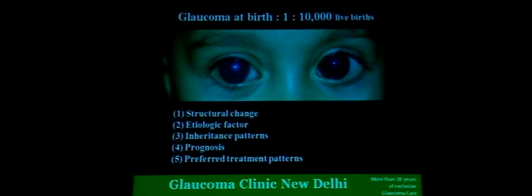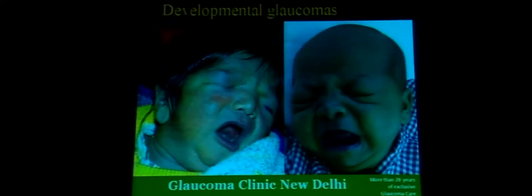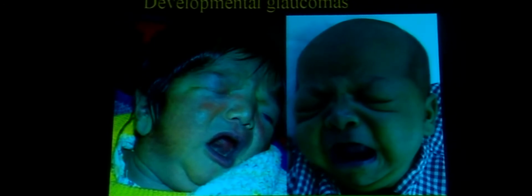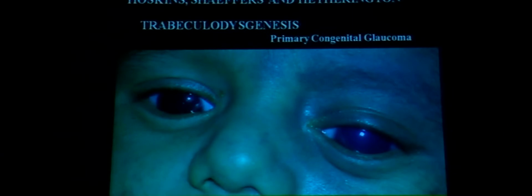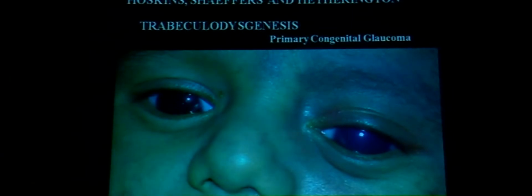Glaucoma at birth accounts for about 1 in 10,000 live births. It is rare for an ophthalmologist to see the entire spectrum, and that too in large numbers. Different people have classified congenital glaucomas differently, but broadly they are developmental glaucomas, and include the primary congenital variety where there is no associated ocular or systemic anomaly. Then you have the developmental glaucomas where there is an associated ocular or systemic anomaly.